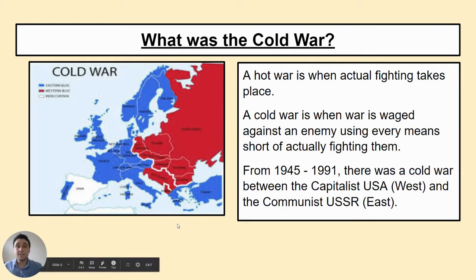So from 1945 to 1991, there was a Cold War between the capitalist USA, the West, as shown in this map in blue, and the communist USSR or Russia, or the East, shown in red on this map. You can see it spread all across Europe and beyond.